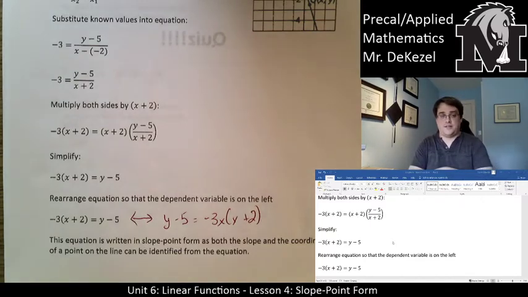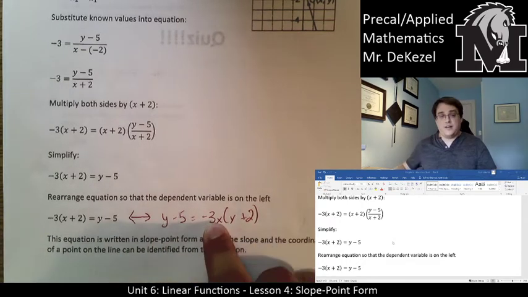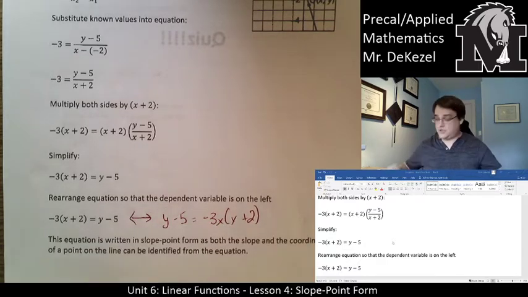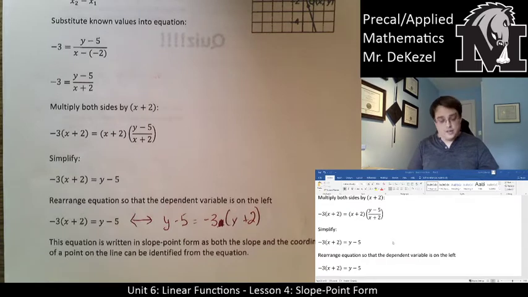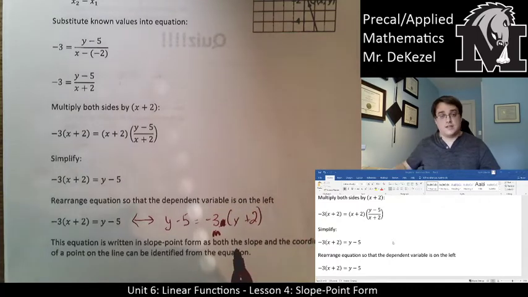What we're going to do is then flip it. So we're going to flip it over the equal sign, and nothing changes except for the way that it looks. So you can see we're left with y minus 5, and then we'll have negative 3 times x plus 2. I have an extra x here, which I shouldn't have, right there. So what this does is this shows us the slope, which is right here, and it shows us the point that we have with the signs reversed.